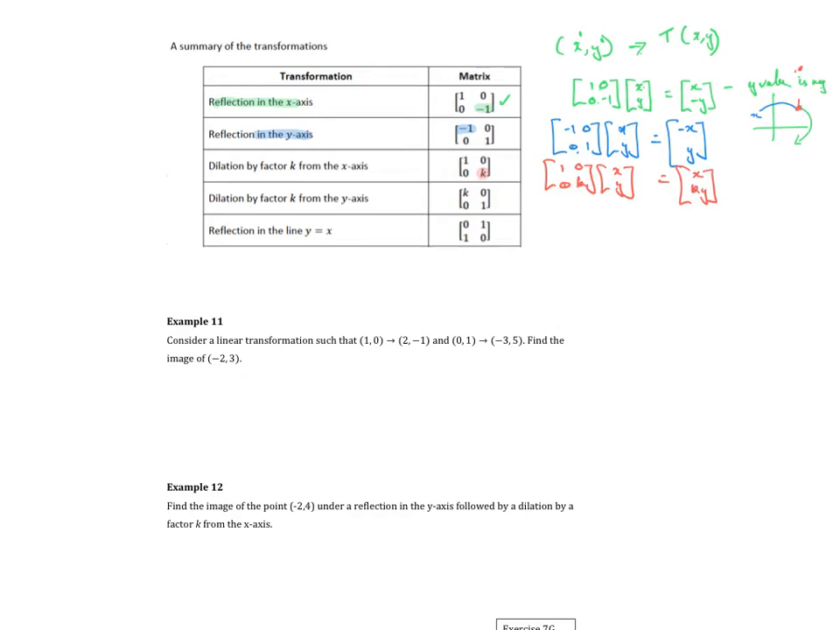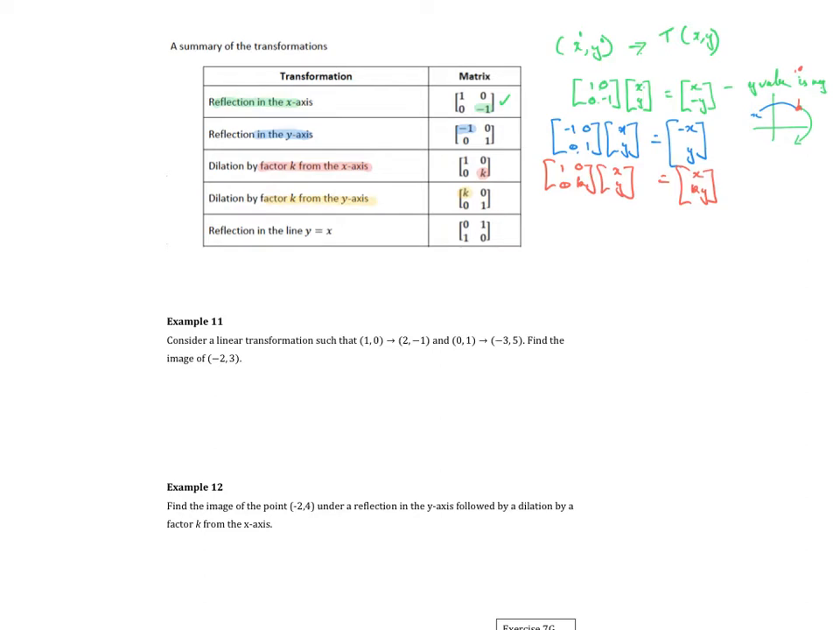it causes a dilation by a factor of k from the x-axis. So again, the k value in that position affects the y coordinate. And if the y coordinate gets dilated, it moves from the x-axis. And hopefully you can see that the k value there affects my x coordinate. And if my x coordinate gets affected, it's dilation from the y-axis.